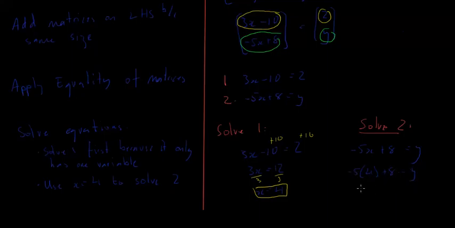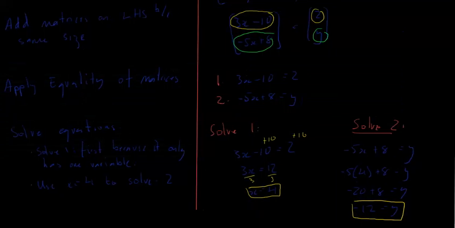And so we can go ahead and solve that. Negative 5 times 4 is negative 20, plus 8 is equal to y. Negative 20 plus 8 is going to be equal to negative 12, so y is equal to negative 12. So then we've found the value of y, and the question asks us to find the value of x and find the value of y. There's our x, there's our y, that problem is solved.